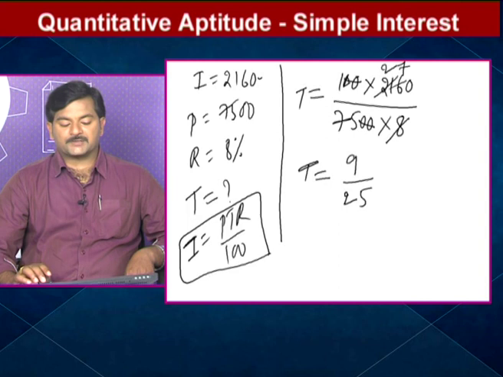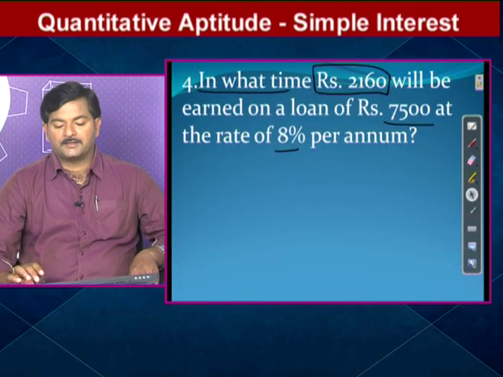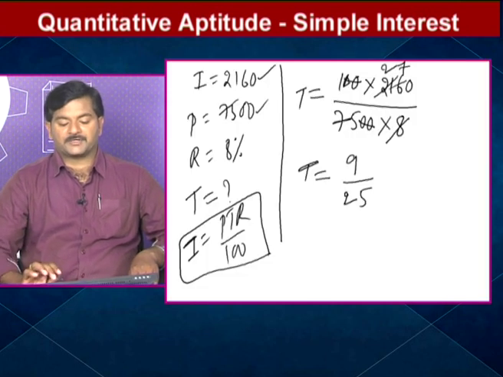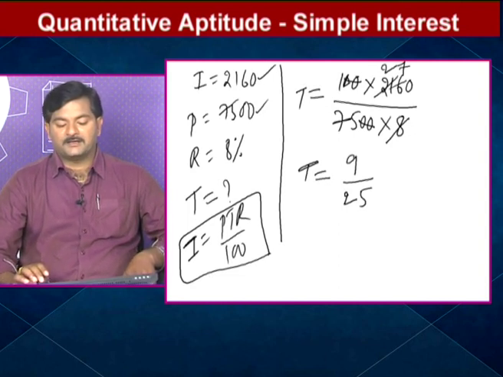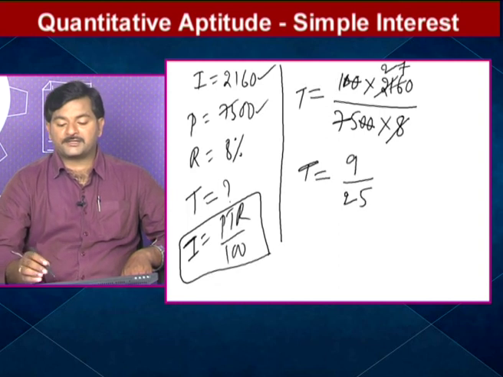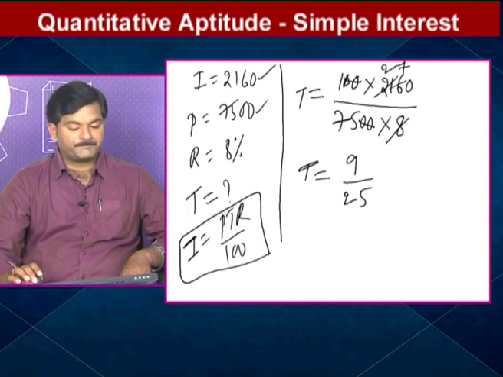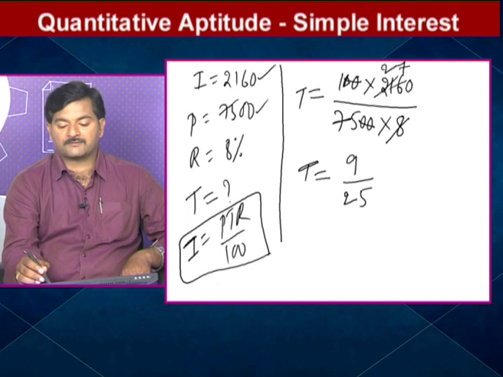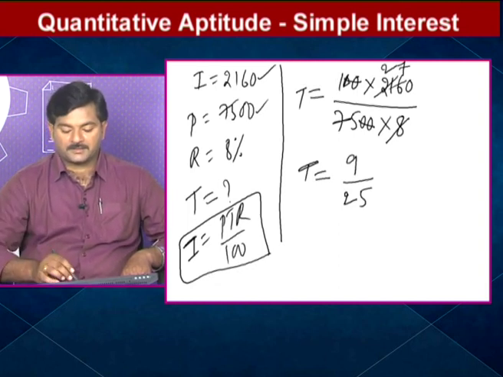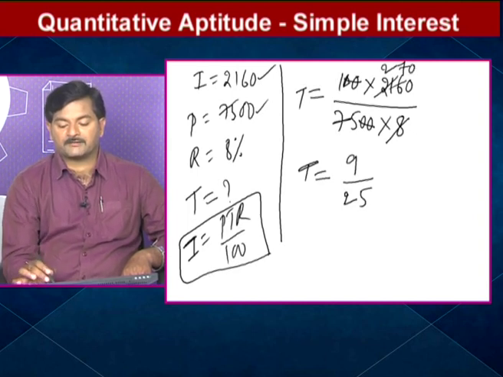The I value given is 2160, the P value given is 7500, and the rate of interest given is 8%. Then the formula is I is equal to PTR by 100. Here we need to find the T value. That's why T is 100 into I by P into R. What about my P value? 7500. What about my R value? 8. Once again we'll do this calculation. These two zeros cancel. 2160 by 75 into 8. So 8 2s are 16, 5 left, 8 7s are 56. Here one more 0 is there, observe that, so we can use 0.